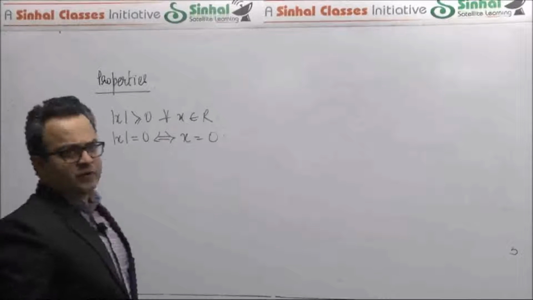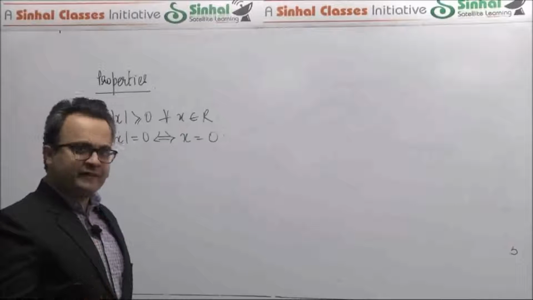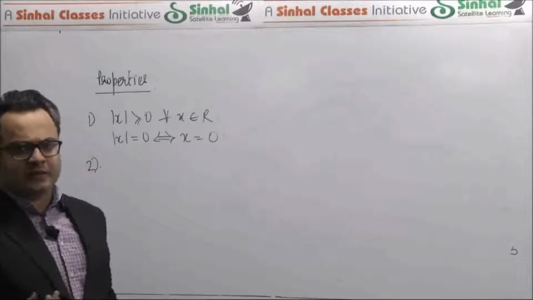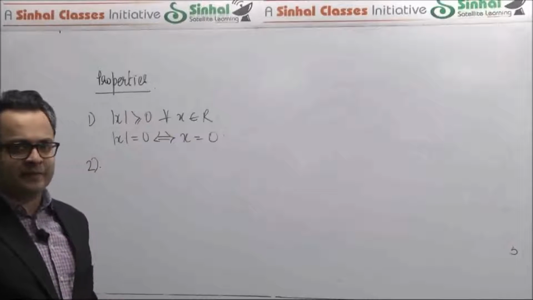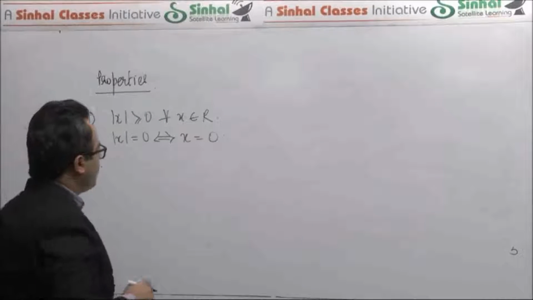The first property, of course, follows from the definition. Mod of x for every real value of x will be something which is always greater than or equal to 0, and specifically it can be equal to 0 if and only if x itself happens to be 0. At this point, I also want to mention one thing.